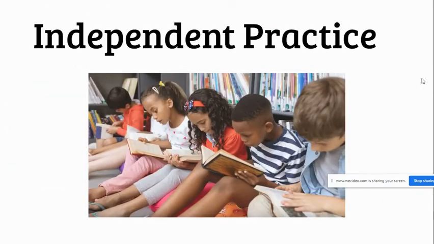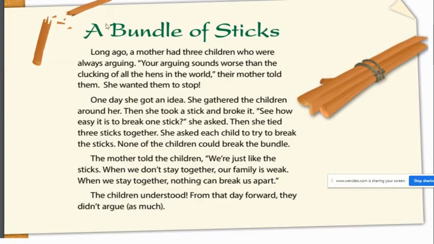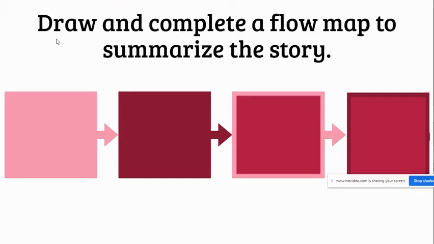So here's your independent practice. You are going to read Bundle of Sticks, and then you are going to draw and complete the flow map on your piece of paper, notebook paper, or via your Google Drive, and you can send that to me through Class Dojo. Remember that you need to do at least 10 to 15 minutes of iStation reading to get your 45 minutes completed for the week.